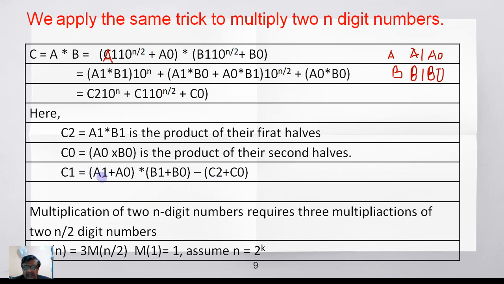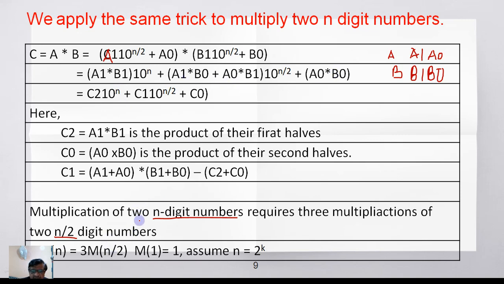Okay, C1 is this one, that is (A1 plus A0) into (B1 plus B0) minus C2 minus C0. C2 plus C0 has been explained over here, and this is the reduction. Therefore it can be generalized now. Multiplication of two n-digit numbers requires 3 multiplications of n by 2 digited numbers, because here A1 B1 is also n by 2 digited numbers, A0 B0 is also n by 2 digited numbers, so it requires 1, 2 and here 3.